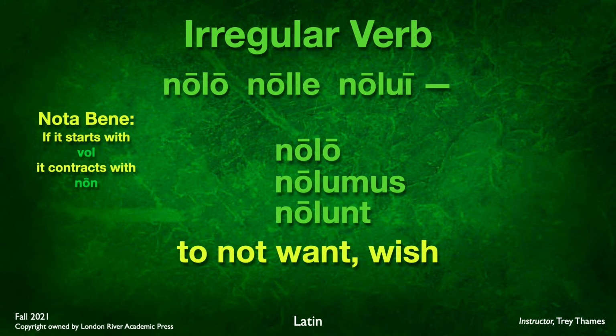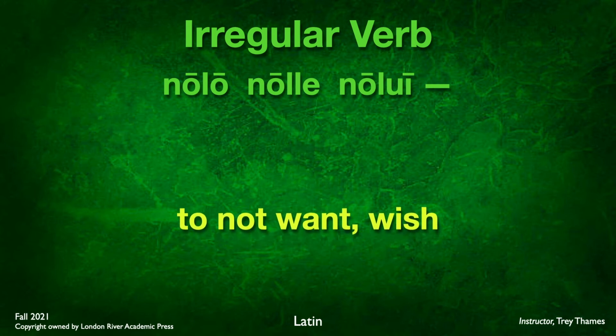Those are the forms. We'll look at a chart here where you can see them all together, but notice this is a contraction of non plus volo in all three of these forms. First singular, first plural, third plural. This means, by the way, to not want. This is a contraction of volo, so not to want, but to not want or to not wish.